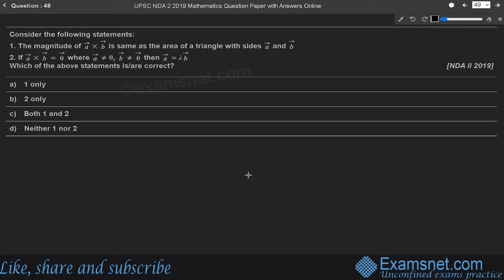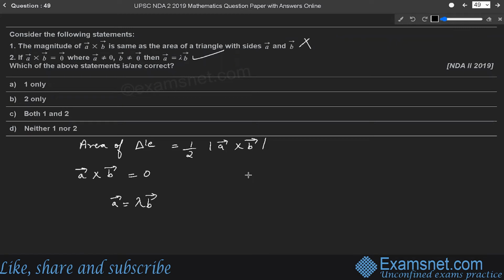So for the first statement, we know that area of triangle is equals to 1 by 2 into modulus of A vector cross product B vector. Therefore, we can say that the first statement is wrong. Now, for the second statement, it is given that A vector cross product B vector is equal to 0. We know that cross product is 0. It means that vectors are parallel. And if vectors are parallel, it means that A vector is equal to lambda into B vector. Hence, the second statement is correct. So, the correct option will be option number B here, which is 2 only.